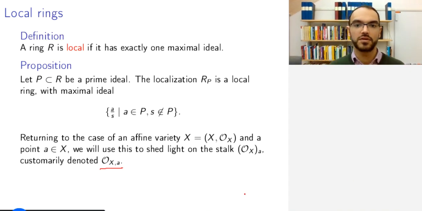Equipped now with the machinery of localization, we can study these stalks that we just defined. So we are in the situation where we have an affine variety X with structure sheaf O_X and a point A in X, and we want to understand the concrete structure of these stalks, the stalk of the structure sheaf at the point A. And instead of denoting this (O_X)_A, usually this is denoted O_{X,A}. But before we do that, let's look at another instance of localization that is in many ways easier and that uses a different kind of localization, not at a prime ideal, but at a point.